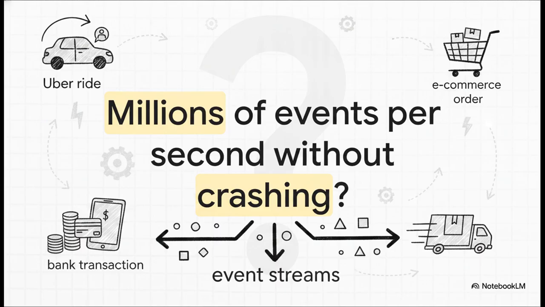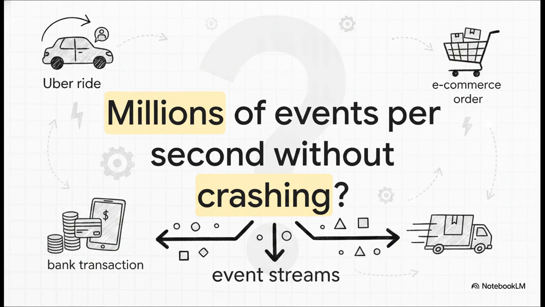So you might be wondering, how do companies actually process millions of events per second without crashing? Whether you're calling an Uber, making a bank transaction, or buying something during a massive Black Friday rush, the answer, more often than not, is Apache Kafka.